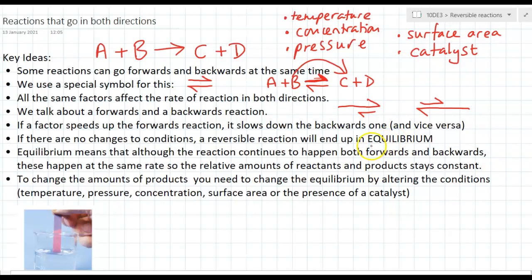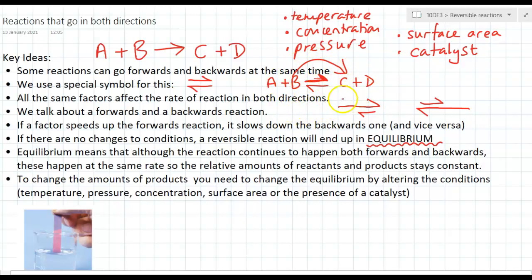And here's a key word: if we keep the reactions at a fixed set of conditions, eventually they'll reach a balancing point where the rate forwards and the rate backwards are the same, and we say that the reaction is in equilibrium, balanced, equal. So equilibrium doesn't mean the reaction has stopped, A and B are becoming C and D, and C and D are becoming A and B. It means that because it's happening at the same rate in both directions at the same time, the relative amount stays the same.